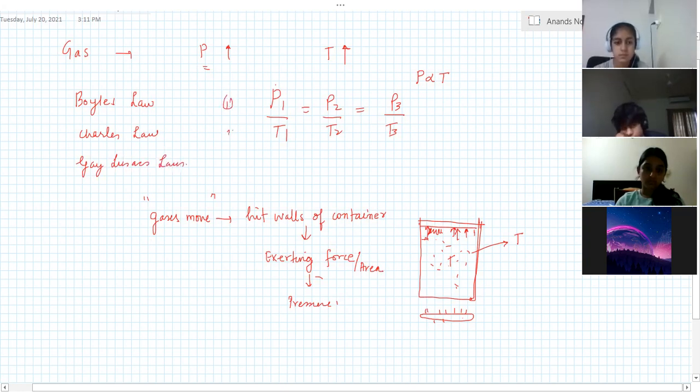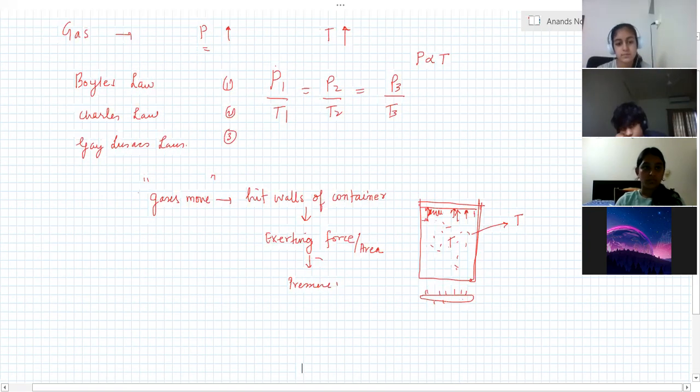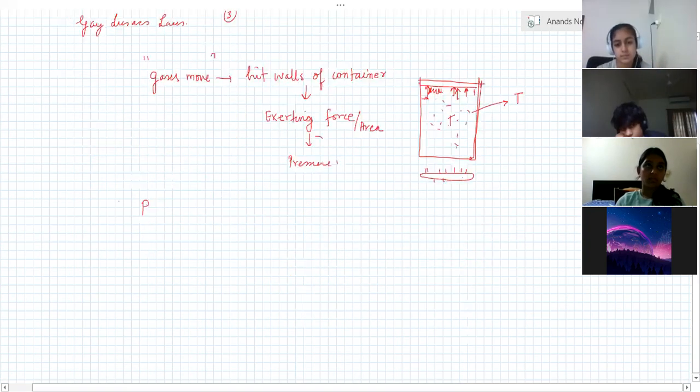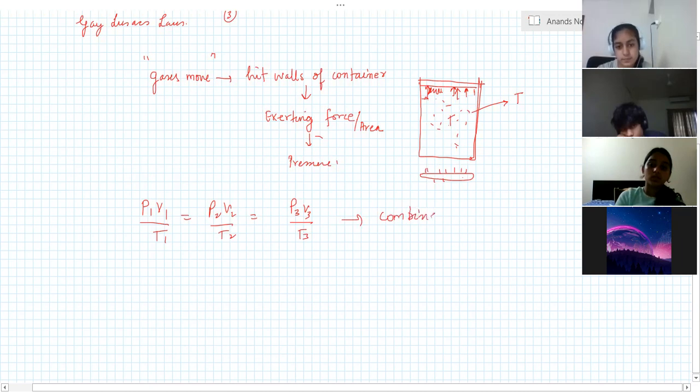So if you combine all these three things together, you will come up with this relationship called the unified gas law, which says P1 V1 by T1 is equal to P2 V2 by T2 is equal to P3 V3 by T3. This in fact is called the combined gas law. You're taking Charles' law, Boyle's law, and Gay-Lussac's law, combining them together and coming up with this law.